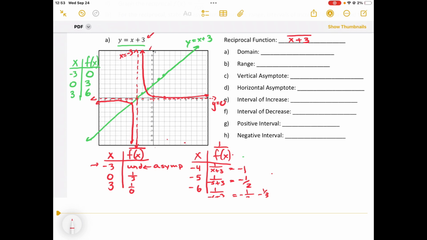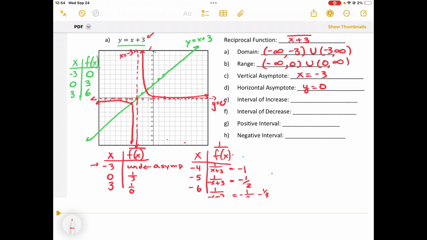My domain is all of my x values, so that goes from minus infinity to minus 3, and then continues on the other side from minus 3 to positive infinity. The range is all of my y values, so it goes from minus infinity to 0, and then from 0 to positive infinity. My vertical asymptote I already found was x equals minus 3. The horizontal asymptote I told you was y equals 0.